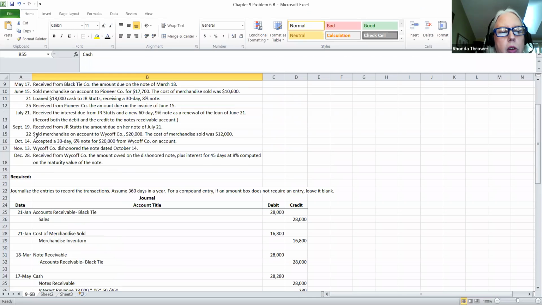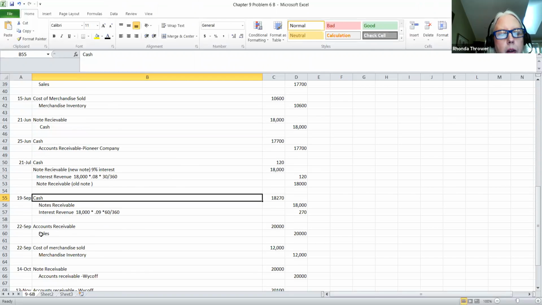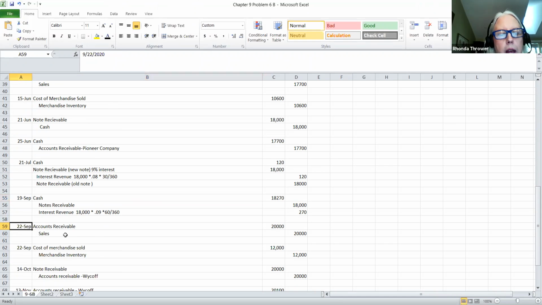On the next transaction, which is September the 22nd, we sold merchandise on account to Wyckoff Company. The cost of merchandise sold was $12,000. This is just like the entries that you've done before for sale. You debit accounts receivable, the Wyckoff Company, and credit sales, and then you would debit the cost of merchandise sold and credit merchandise inventory for $12,000. So we're on this transaction right here. The first transaction is to record the sale. The second one is to update the merchandise inventory.